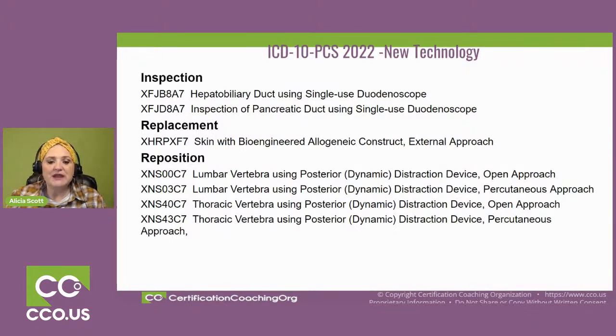Pretty cool. Replacement. What are we going to replace? Skin. And so this would predominantly be burn victims, most likely, with bioengineered allogenic construct external approach, right? Because we're just laying it on top of them.